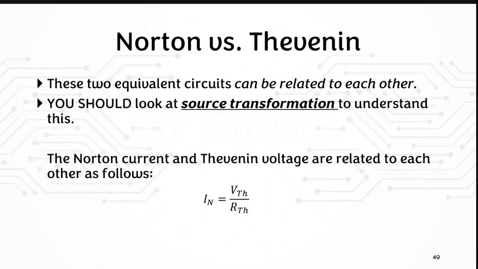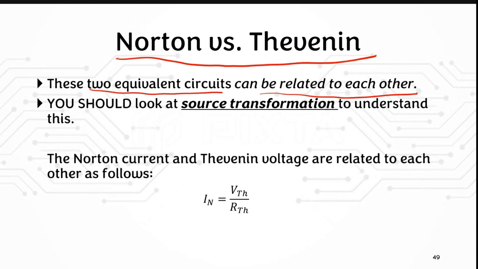Okay, so we have also the Norton versus Thevenin. This is only for your information. These two equivalent circuits can be related to each other. Of course, you can convert from Norton into Thevenin, or from Thevenin into Norton, because you know that for Norton, you will need to have the IN and also the RN, where this RN is also equal to RTH and this IN is equal to ISC.